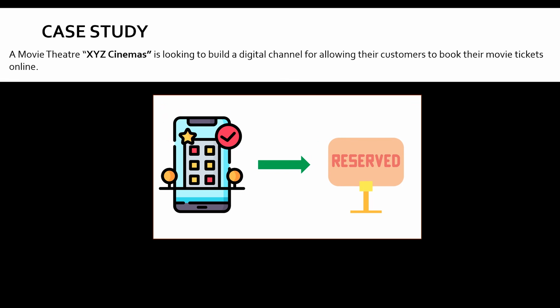To make it easier for grasping the concepts in the answers, we're going to use a case study. In this case study, a movie theater chain called XYZ Cinemas is looking to build a digital channel for allowing the customers to book their movie tickets online rather than calling up the customer care, or standing in the long queues and getting their tickets at the ticket counter. So we are going to use this example case study for answering all the questions.